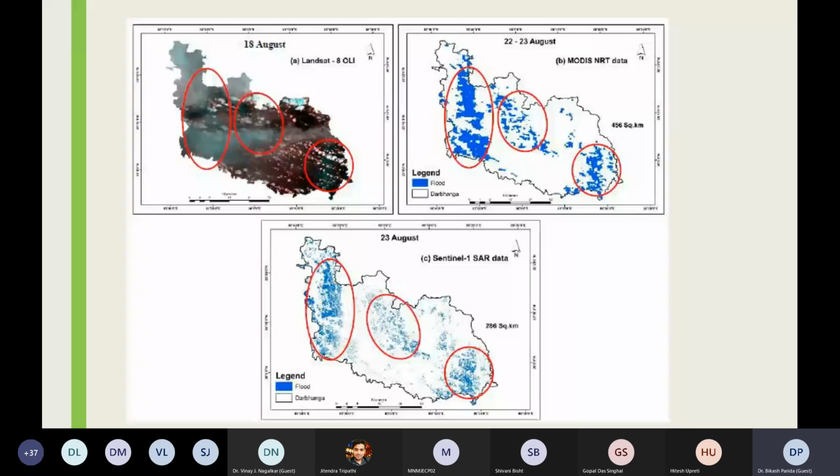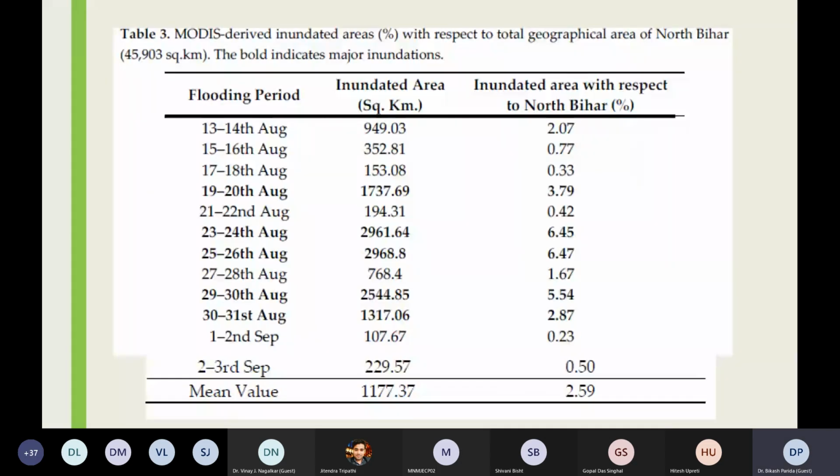But it is always recommended that for flood related studies, you should try to use the SAR data, because that will give more accurate results than the NRT data as well as the optical data. With optical data you cannot do that, you can only visualize. That is the only purpose of showing it here. And then you can generate quantitative information.